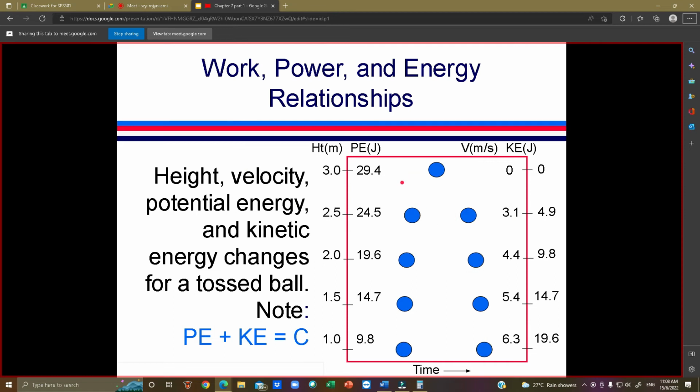Tengok macam ni. Okay, tengok kat sini apa dia bagi tahu. Height 3 meter, potential energy 29.4. Means that kalau soalan dia tanya berapa potential energy an object will have, paling mudah you search for potential energy.